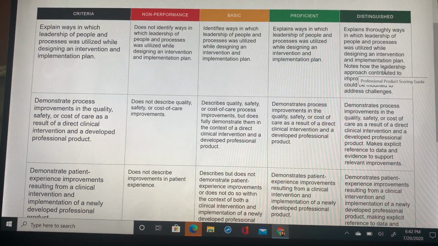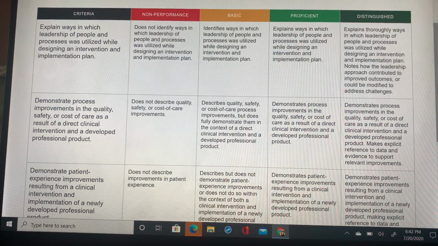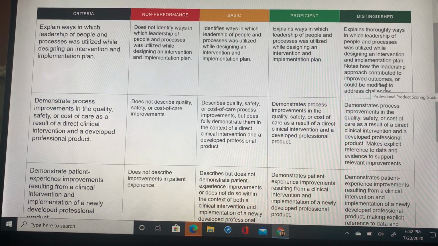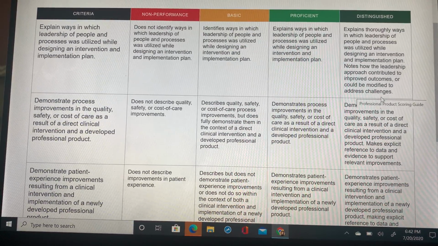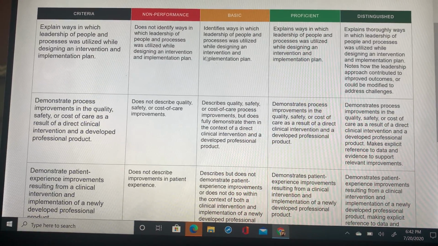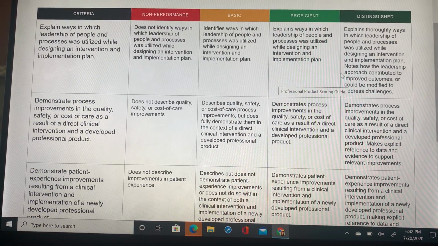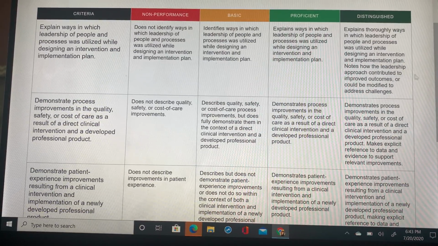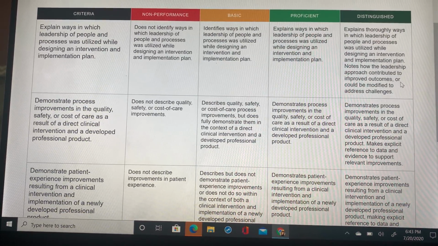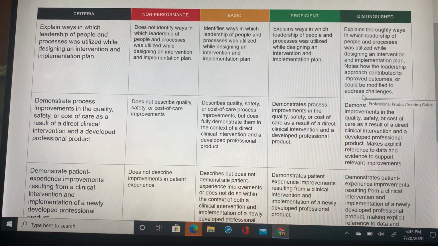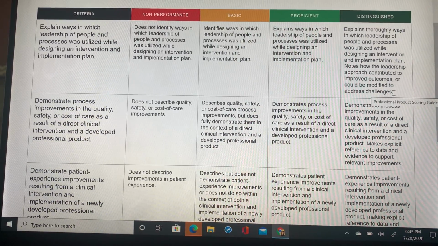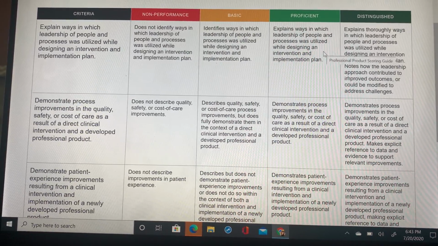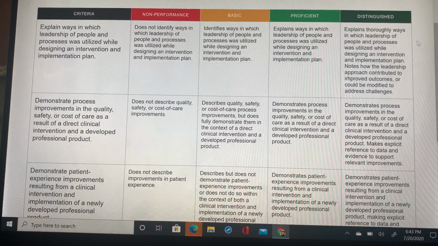Notes how the leadership approach contributes to improve outcomes or could be modified to address challenges. So you did these two, plus you noted how the leadership approach contributed to improved outcomes or could be modified to address challenges. You understand what I'm saying? So this is the criteria, and these are your performance, which gets you your grades.